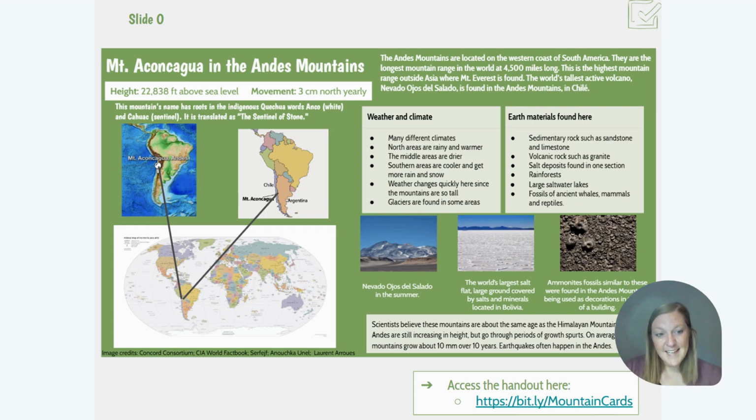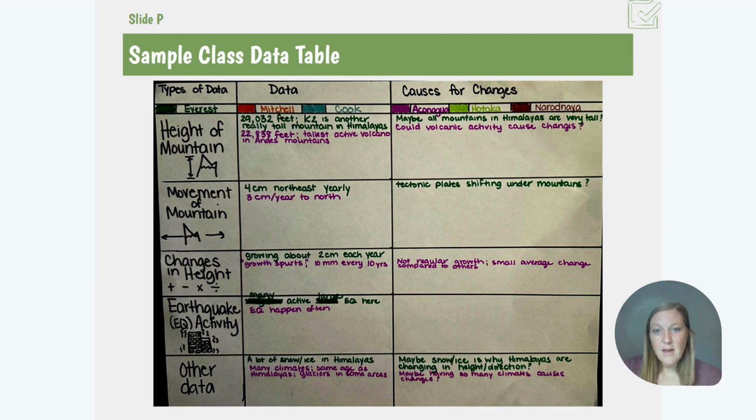Okay, I'm going to move on to the next slide. So this is the data table, again, from my class, and we have added some information in that fuchsia color about Mount Aconcagua. Do you agree with the information that's shown on this data table?